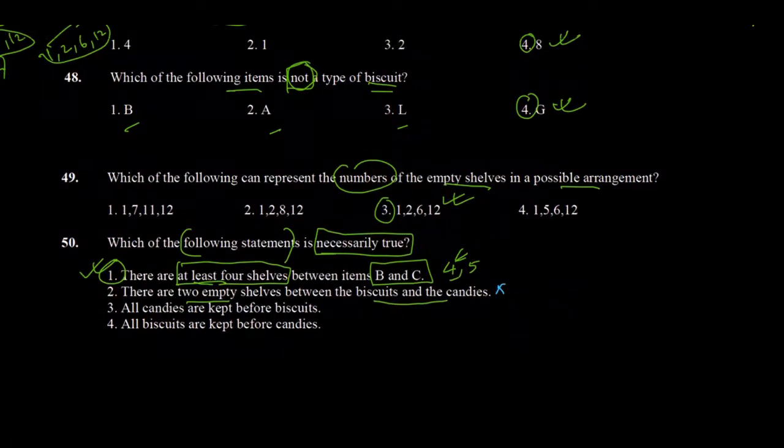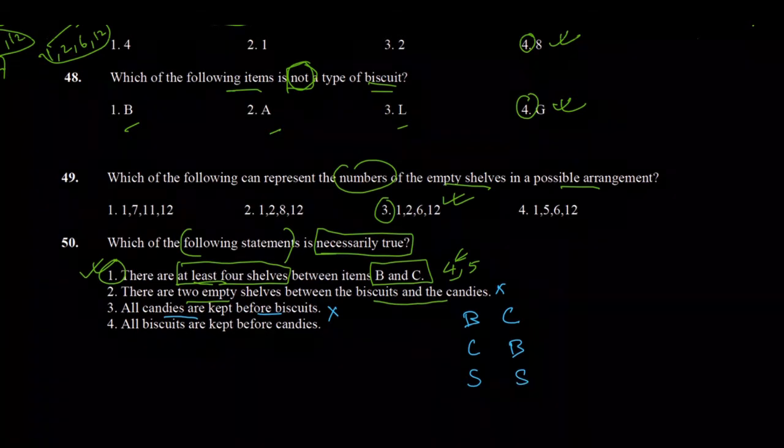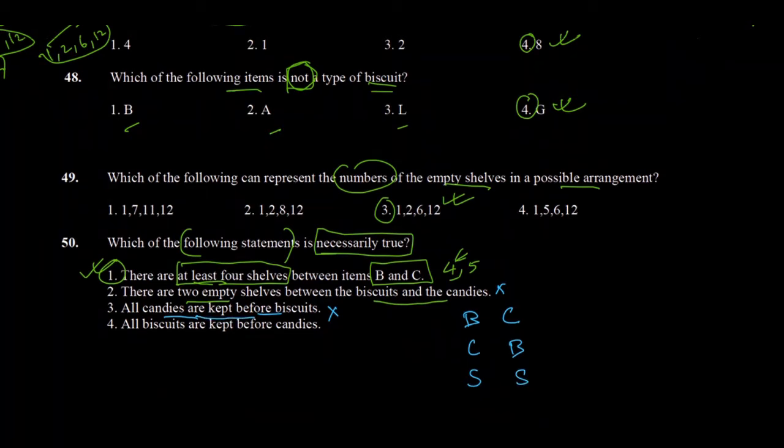The next one says all candies are kept before biscuits. This is not true, because as we have seen, we can have biscuits followed by candies, followed by savories, or candies followed by biscuits followed by savories. So we have two cases. So it is not true that all candies are kept before biscuits always. Similarly, all biscuits are kept before candies is not true, because of the same reason that it can be either of them. So therefore, only option 1 is the correct choice in this case.